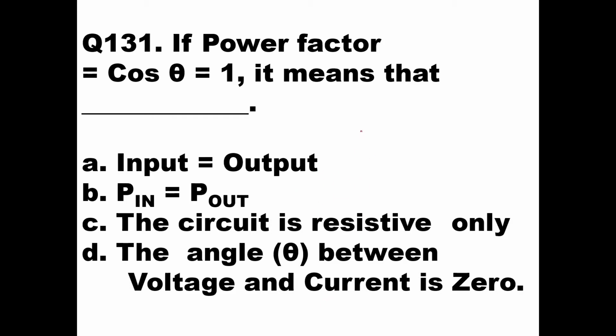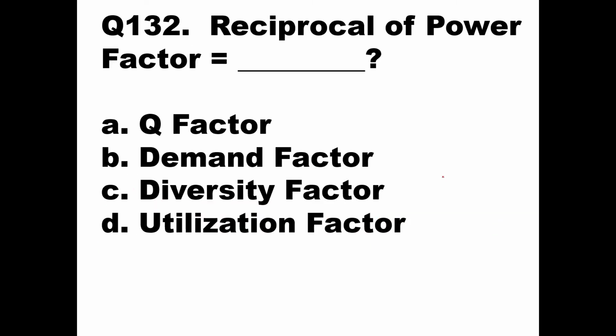So here, if cos theta is equal to 1, that means theta is equal to 0 degree, because cos of 0 degree is equal to 1. That means option D, the angle theta between voltage and current is 0, is the right answer here. So you can see if power factor is 1, then the angle between voltage and current is 0. Then we'll go to the next question, question number 132.